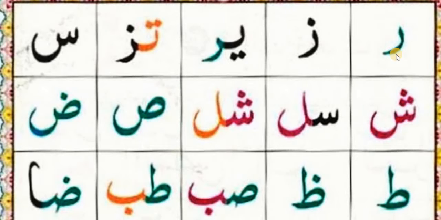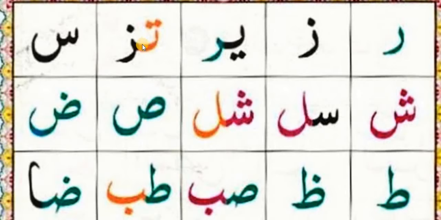Our first letter is Ra. Ra. Next, Za. Za. Next one. Here is the short form of Ya because it has two dots at the bottom connected with Ra. Ya, Ra.